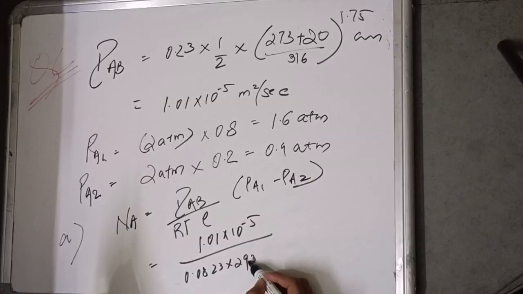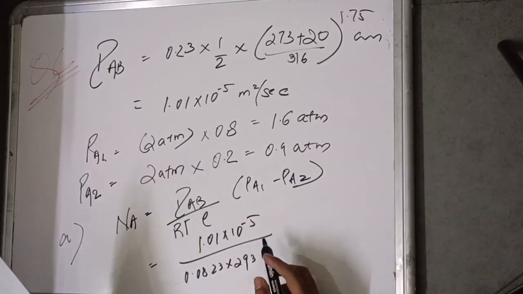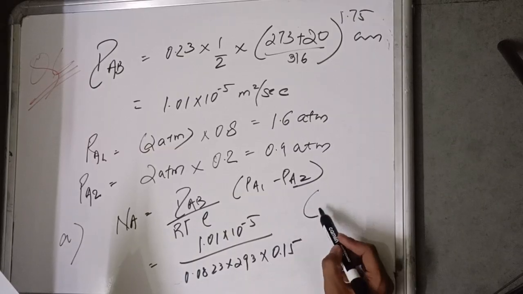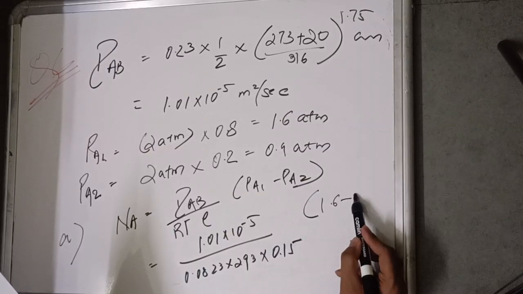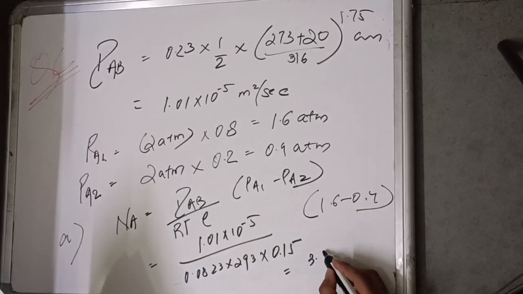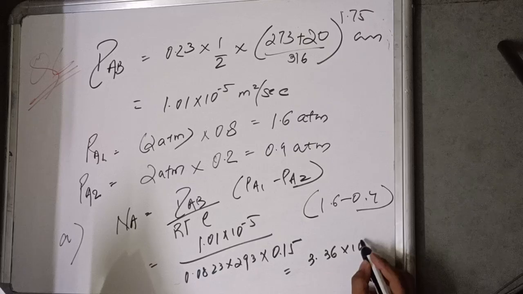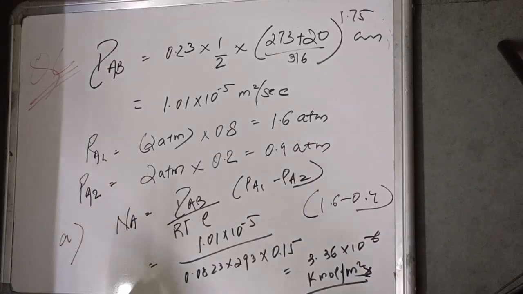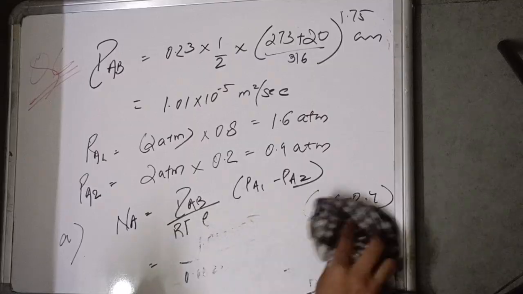The temperature is given as 20 degrees, in Kelvin it would be 293, into the length between the two tanks, and the pressure we have just calculated, 1.6 minus 0.4. It is coming to 3.36 into 10 to the power minus 6 kilomole per meter square second. We have calculated the first part.